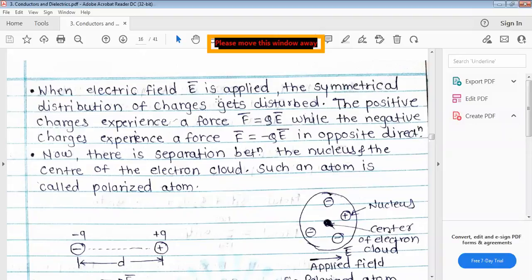So when there is separation between the nucleus and the center of the electron cloud, such an atom is called a polarized atom. ओके, म्हणजे जेव्हा पॉझिटिव्ह आणि निगेटिव्ह चार्जेस सेपरेट होतात, तर ते डायपोल फॉर्म करतात. आणि डायपोल फॉर्म झाली की त्या प्रोसेसला पोलरायझेशन म्हणतात. आणि तो जो ऍटम तयार होईल त्याला पोलराइज्ड ऍटम म्हणतात. So here that dipole is shown, the minus Q charge is there, plus Q charge is there, and there is a small distance between these two charges. This is nothing but the polarization.